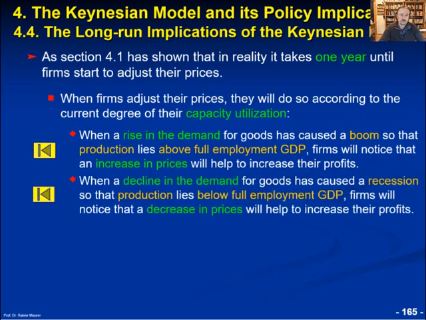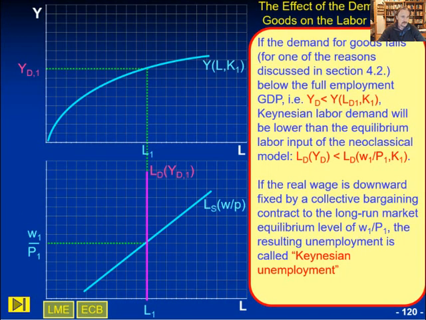If we are in the opposite situation, if we are in a recession, a decline in the demand for goods has caused production of firms to lie on a level that is below full employment GDP. And as we will see in such a situation, profit maximizing firms will have an incentive to decrease their prices. So let me also go back to the production module of the Keynesian model and describe once again this situation in a recession of an economy.